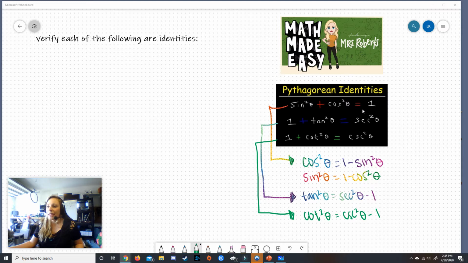So if you divide this one by cosine squared of theta, you're going to get 1 plus tangent squared of theta equals secant squared of theta. And if you divide the original one by sine squared of theta, you are going to get 1 plus cotangent squared of theta equals cosecant squared of theta. And then each of these can be rearranged like this.